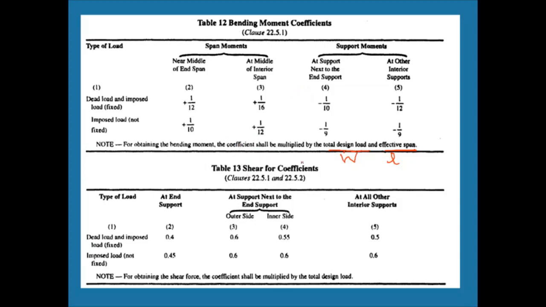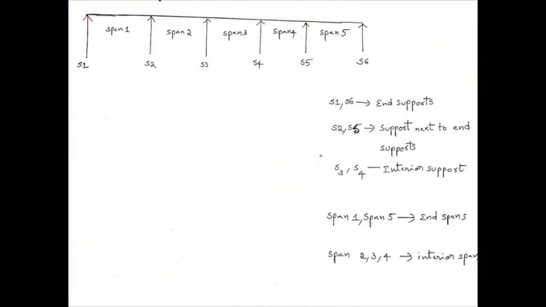Now for the shear coefficients also it is the same. Let us see that. For the shear force, we have to determine it at the supports. Once you determine it at the supports, then based on the loading you can determine the shear force at any other point. S1 and S6 are the end supports, S2 and S5 are the supports next to the end supports, and S3 and S4 are the interior supports.